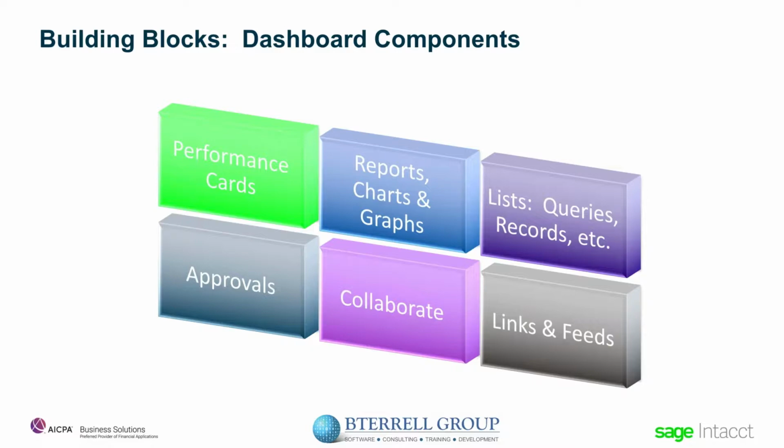We also can incorporate any Intacct report, chart, or graph, and we can also incorporate so-called list views from Intacct, where we basically query records. That could include things like purchase orders that are awaiting approval, or journal entries awaiting approval, or exceptions according to some filtering criteria that you've identified. You can also include other objects like collaborate feeds and even external URLs.